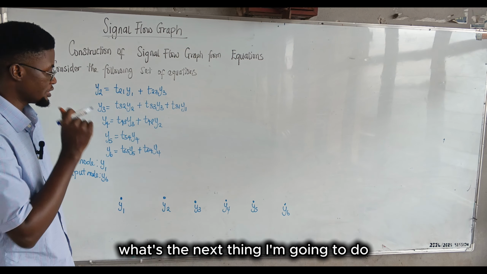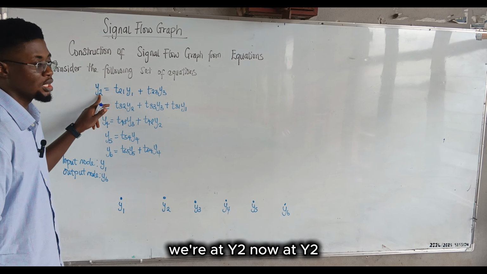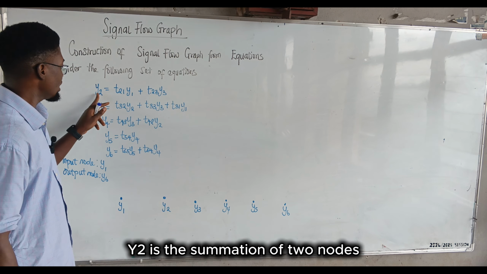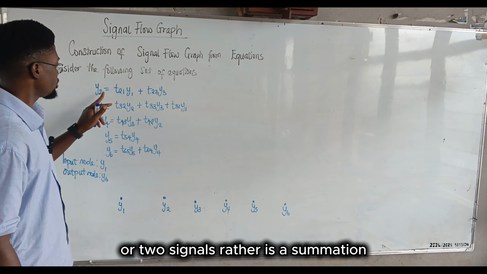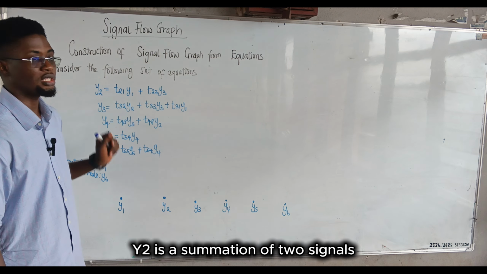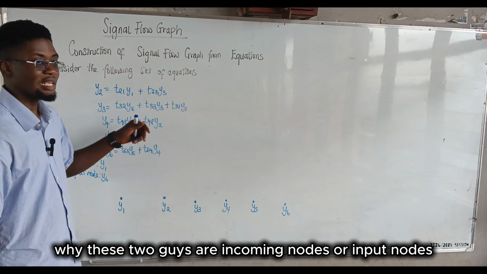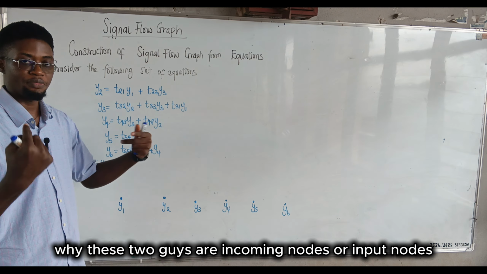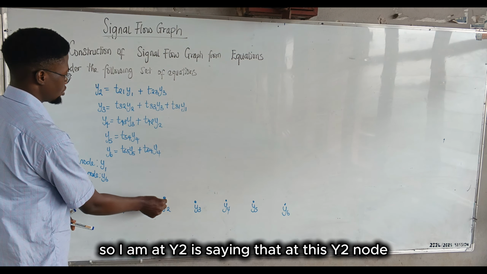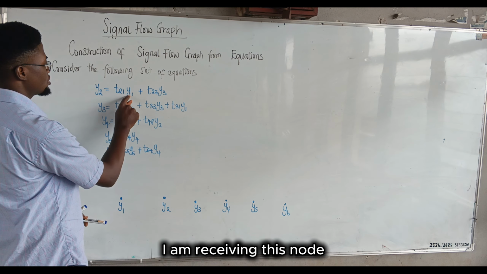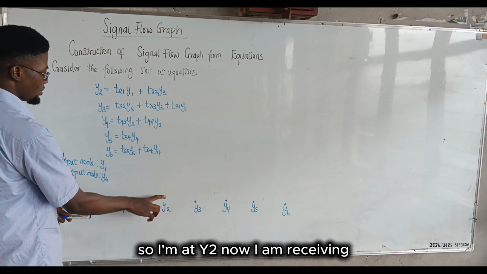Now what is the next thing I'm going to do? Let's progress one after the other. We are at Y2 now. Y2 is the summation of 2 signals. Y2 is an output node, while these two are incoming nodes or input nodes. So I am at Y2. It's saying that at this Y2 node, I am receiving this node and this node with these particular gains. So I'm at Y2 now.